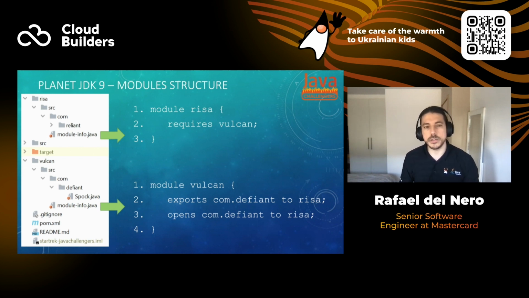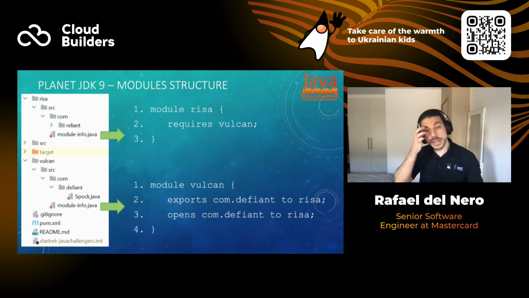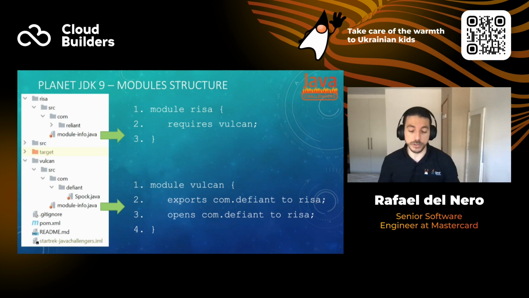The other thing is that you can create lightweight applications. Since you don't need to have the whole Java ecosystem on your applications, you can create much lighter applications, which is good for mobile applications, for example. And you have real encapsulation. So those are the main benefits of using modules.